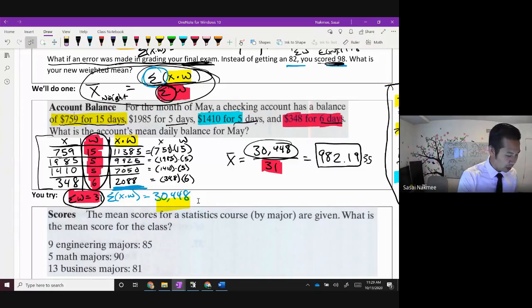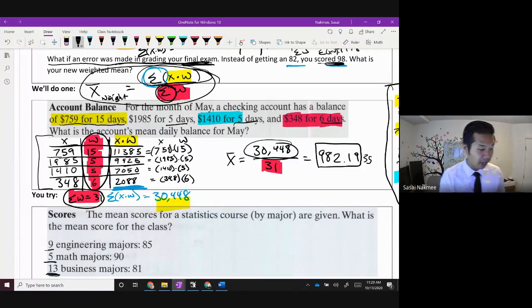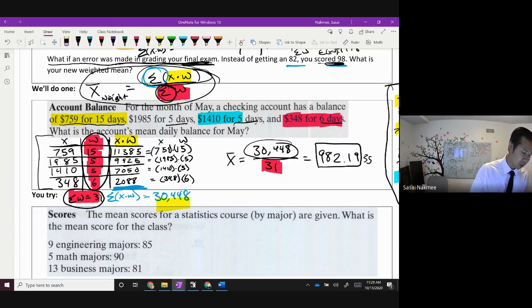In this example, there are 9 engineering majors with an average of 85, 5 math majors with an average of 90, and 13 business majors with an average of 81. And I hope you guys can make that same statement with this one right here. You can clearly see the business majors brought down the scores of the other majors, right? But how much did it bring it down by?